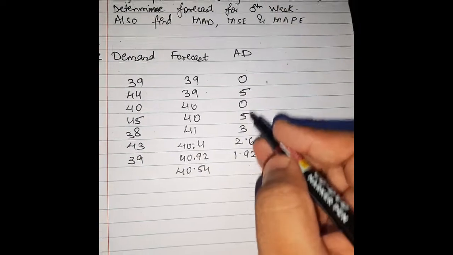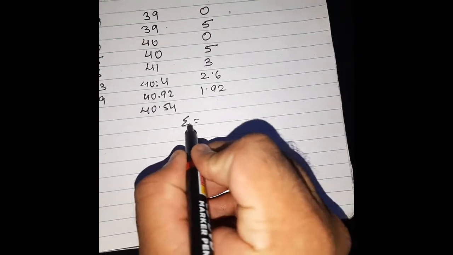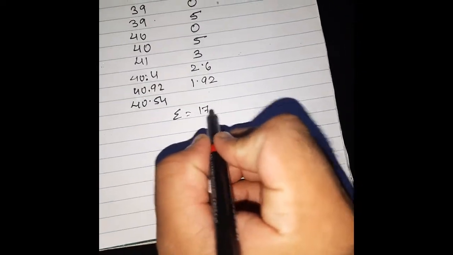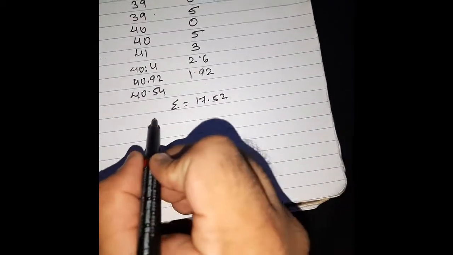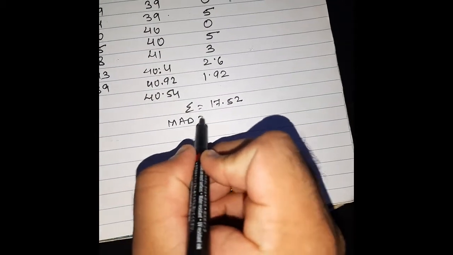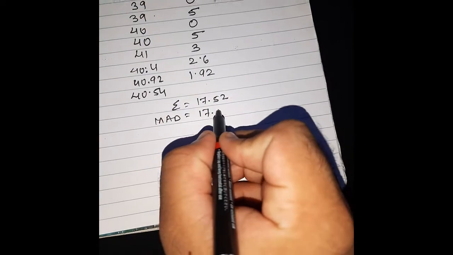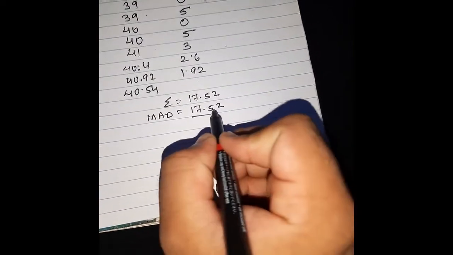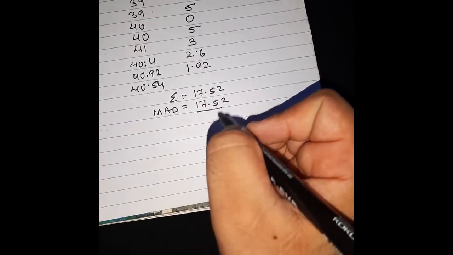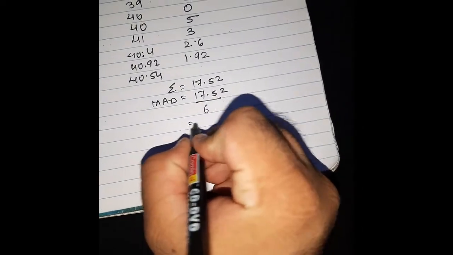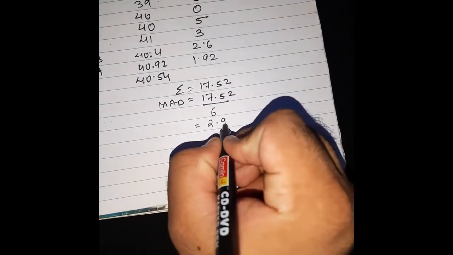So we calculate the summation of this, which will be 17.52. So the mean absolute deviation is the summation, which is 17.52, divided by the number of periods, which is 6, which in turn equals 2.92.